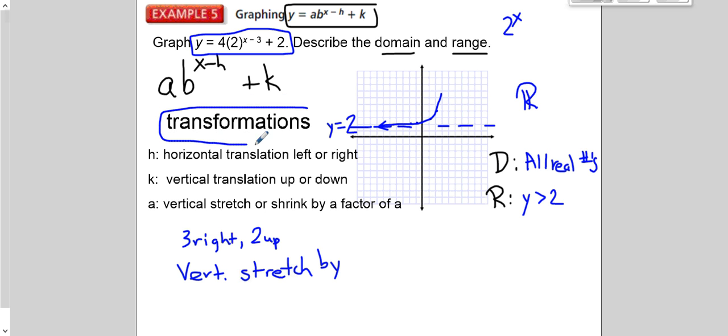Transformations are going to come up again before the end of the year, and you'll definitely learn a lot about transformations in Algebra 2. H is horizontal, K is vertical, and then when you multiply by a number, that gives you a stretch or a shrink.